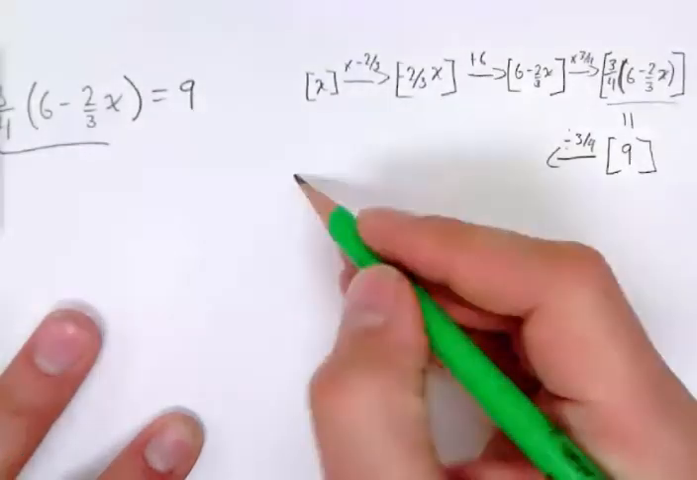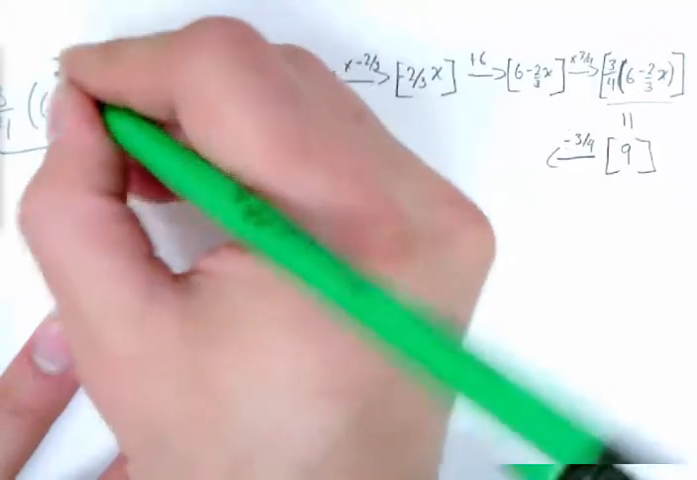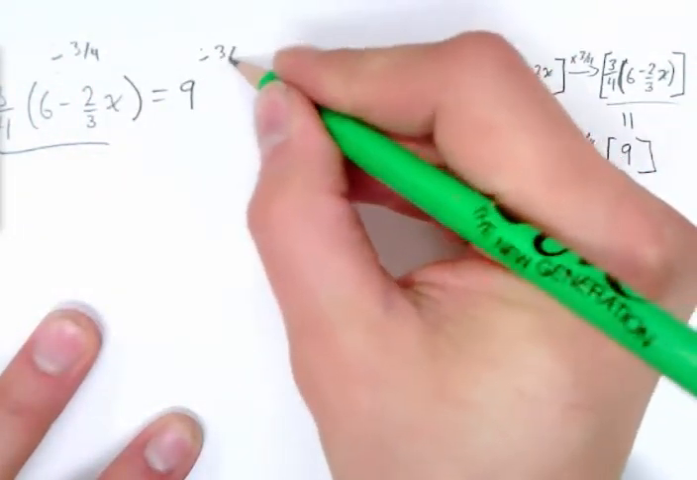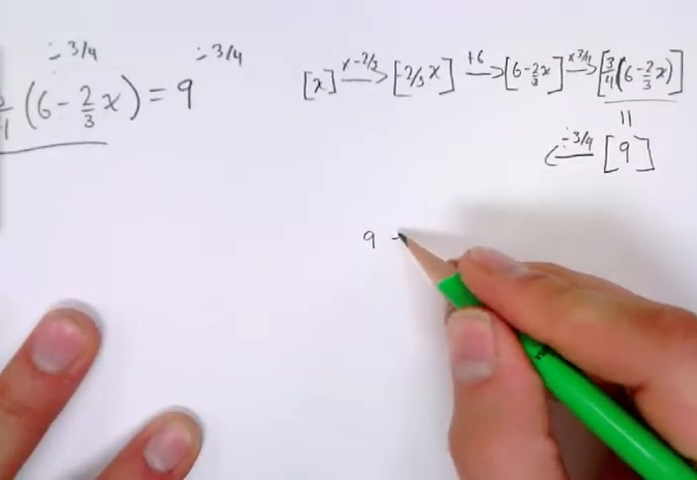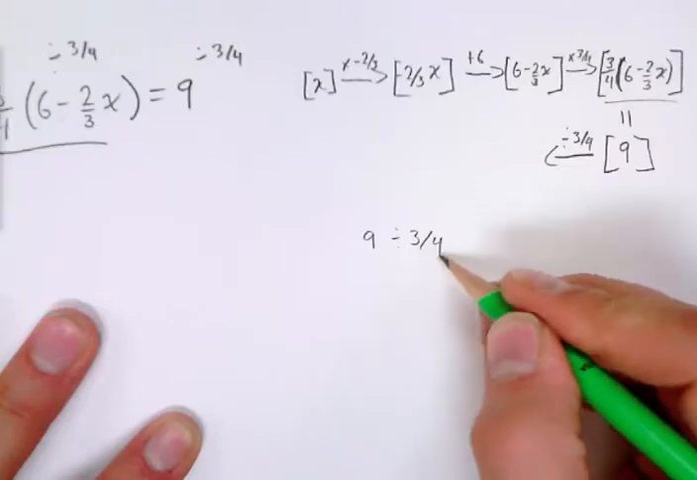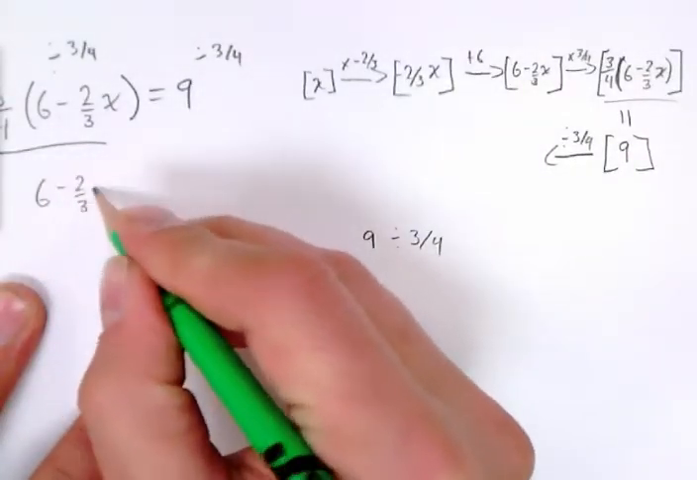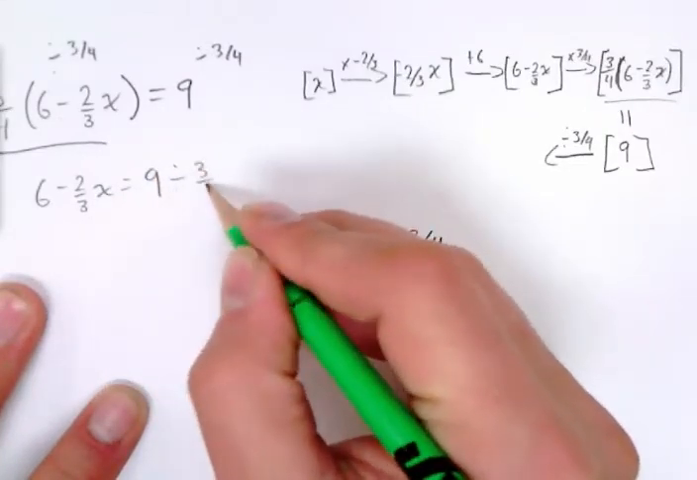So I want 9 divided by 3 over 4. So we're going to go 9, divide both sides by 3 over 4, divide this side by 3 over 4. So we want 9 divided by 3 over 4. So this is going to give me 6 minus 2 over 3x is equal to 9 divided by 3 over 4.